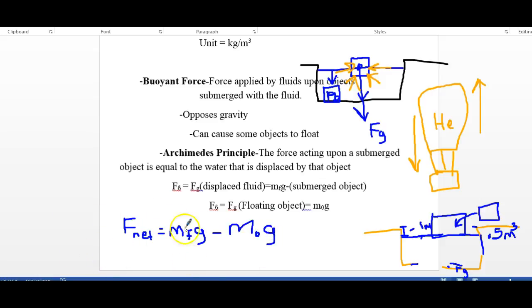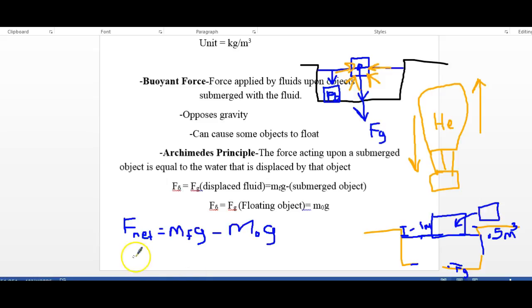We can figure it out. How much water is displaced, times that by gravity, then we minus the actual mass of the object on a scale times gravity. That tells us the net force, whether it sinks, floats perfectly, or is pushed out of the water. Okay, that's the first equation.